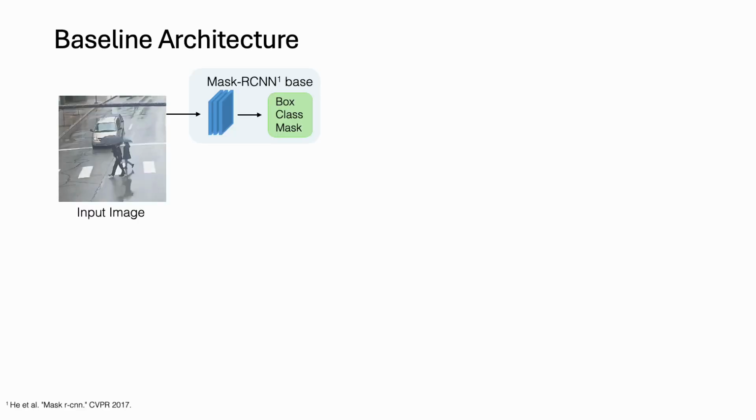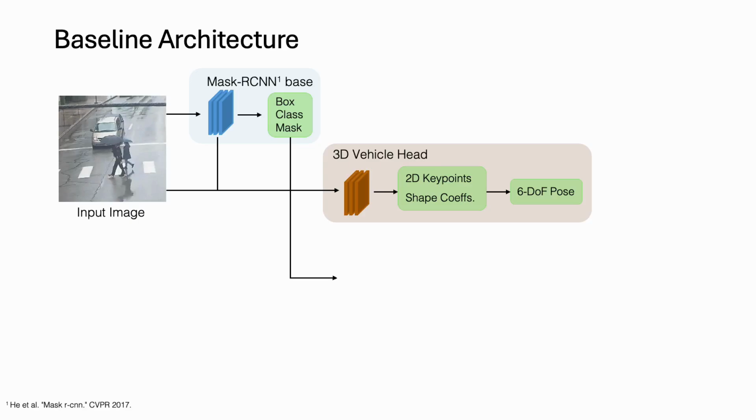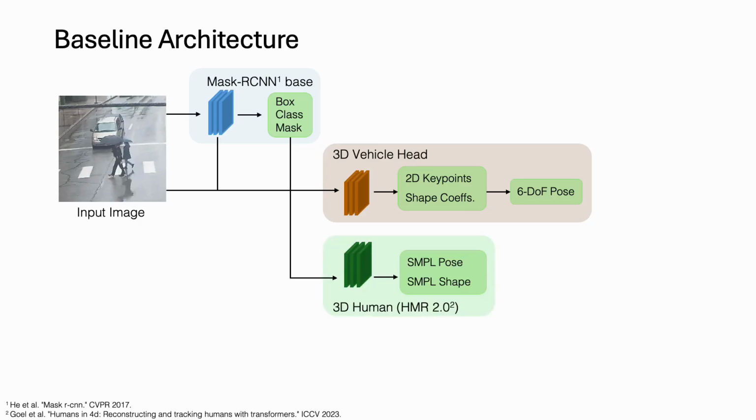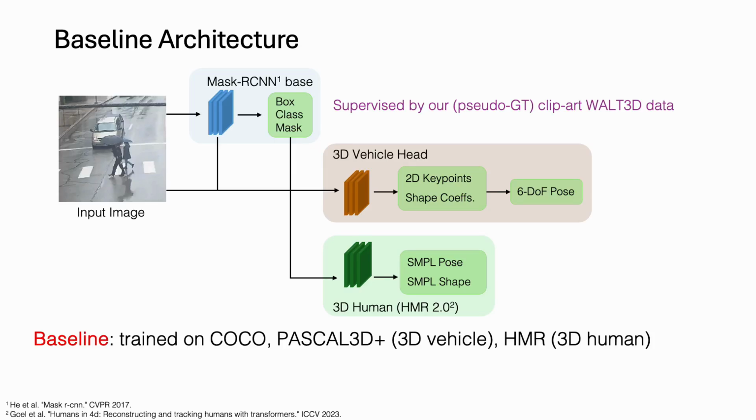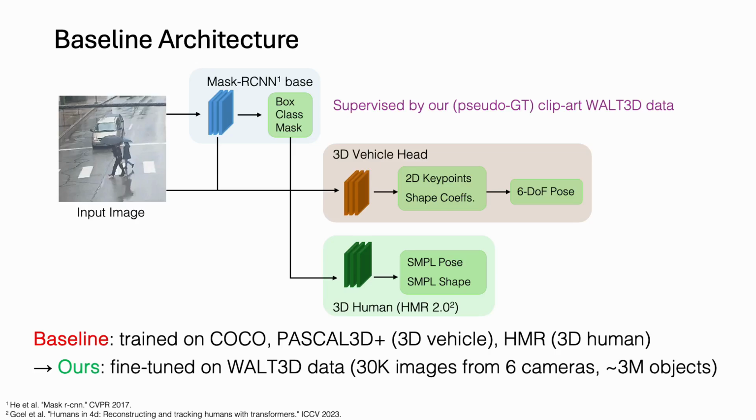For proof of concept, we try to keep the architecture simple. We extend the Mask R-CNN base by adding a 3D vehicle prediction head for predicting the 6-DoF pose and a 3D human prediction head based on HMR 2.0. This network is supervised by our pseudo-ground truth clip art data. Starting with a baseline model trained on standard datasets, we fine-tuned using our WALT3D data, 30,000 images from 6 cameras with about 3 million object instances.